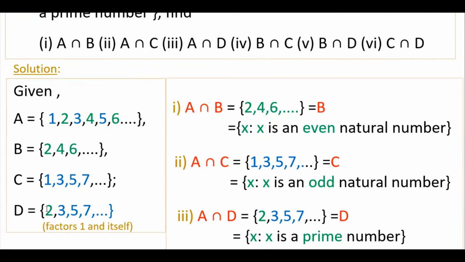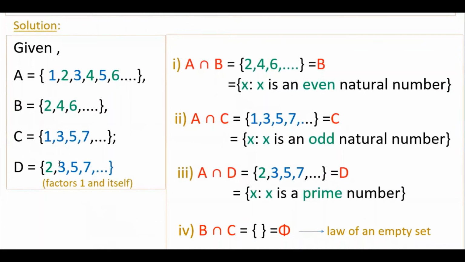So A and D. See here 1, 3, 5, 7, and here 2, 3, 5, 7. So you have to write 2, 3, 5, 7. So that is equal to D. Same. A intersection D is D. That is equal to X such that X is a prime number. And next one is B intersection C.